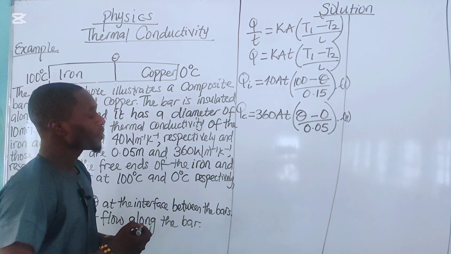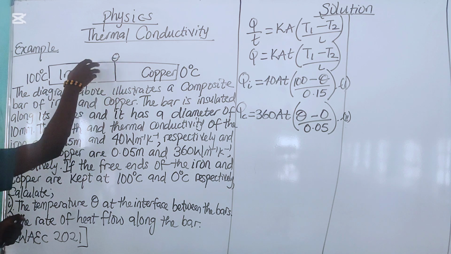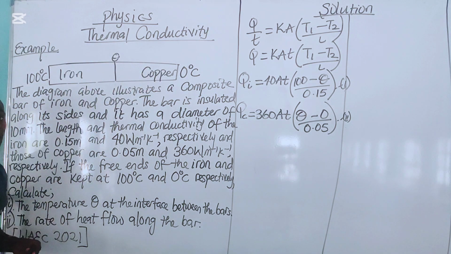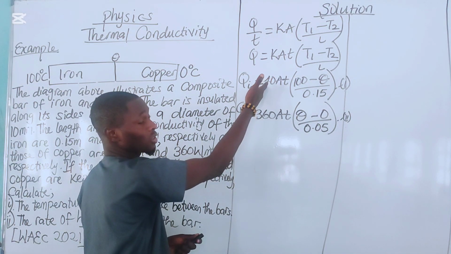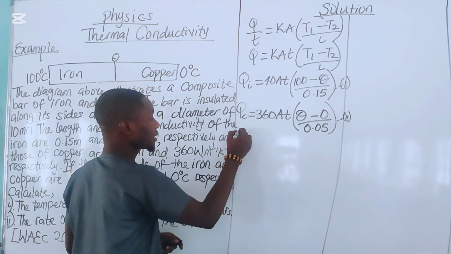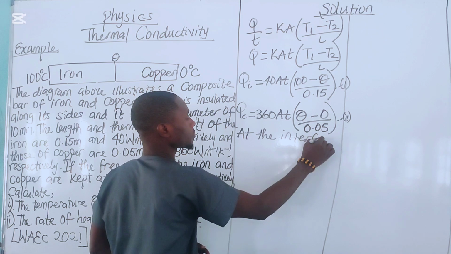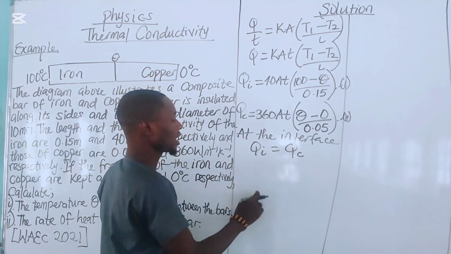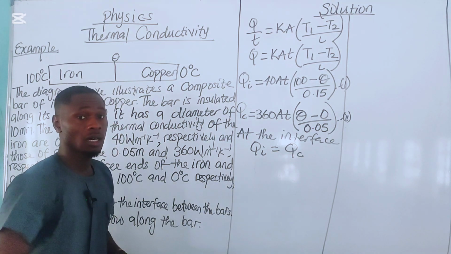All right, we said that at the interface, the quantity of heat for the iron is the same as the quantity of heat for the copper. So this quantity of heat must be equal to this quantity of heat. We can say that at the interface, Qi is equal to Qc. That means the quantity of heat for the iron is equal to the quantity of heat of the copper.